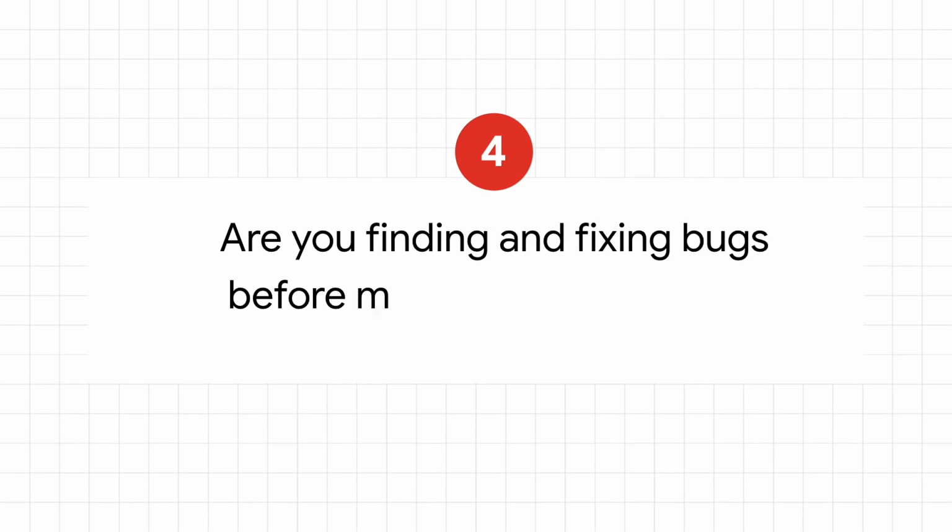Question number 4. Are you finding and fixing bugs before moving to production? Well, the only way to ship bug free code is by catching bugs and fixing them before deployment. With increasing adoption of hybrid and multi cloud, you need a modern CI CD pipeline to automatically build, test, and reliably deploy to different environments. To learn more about how to build a modern CI CD pipeline with Anthos, check out a previous episode.